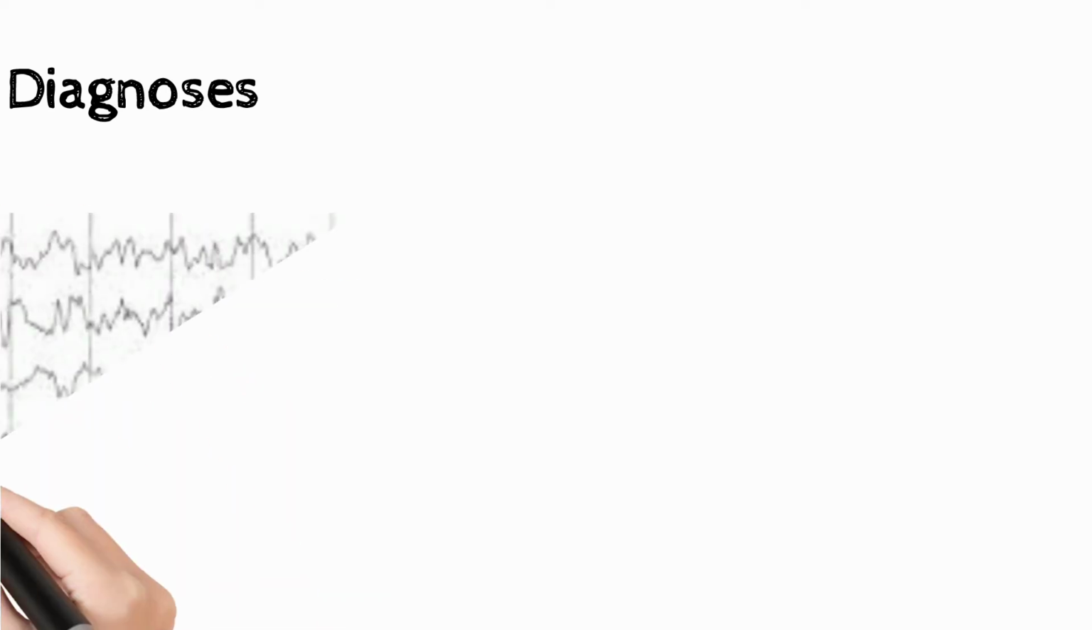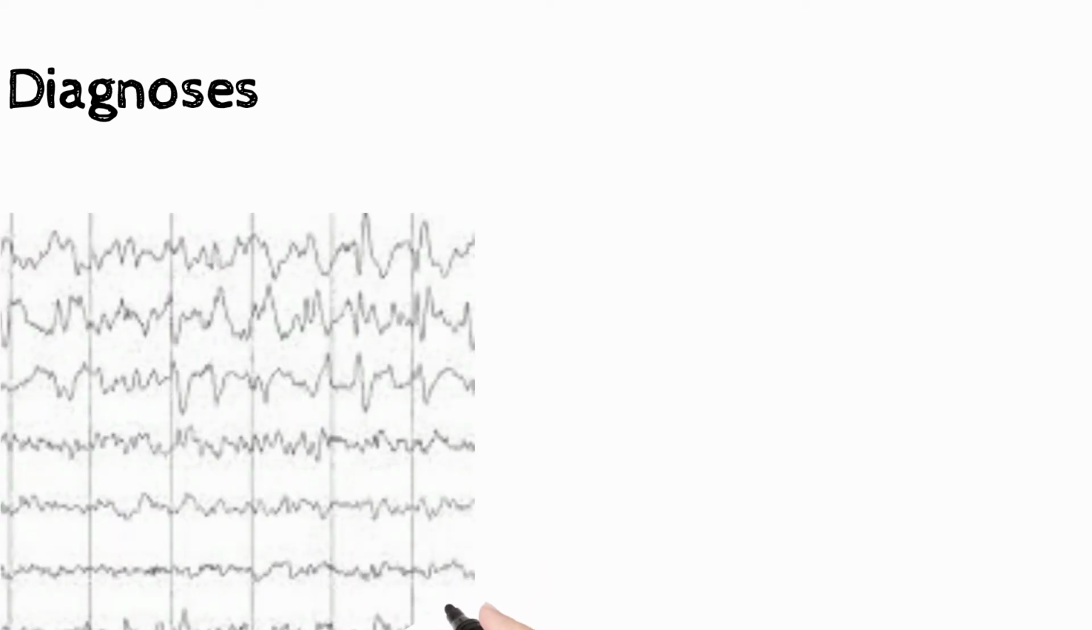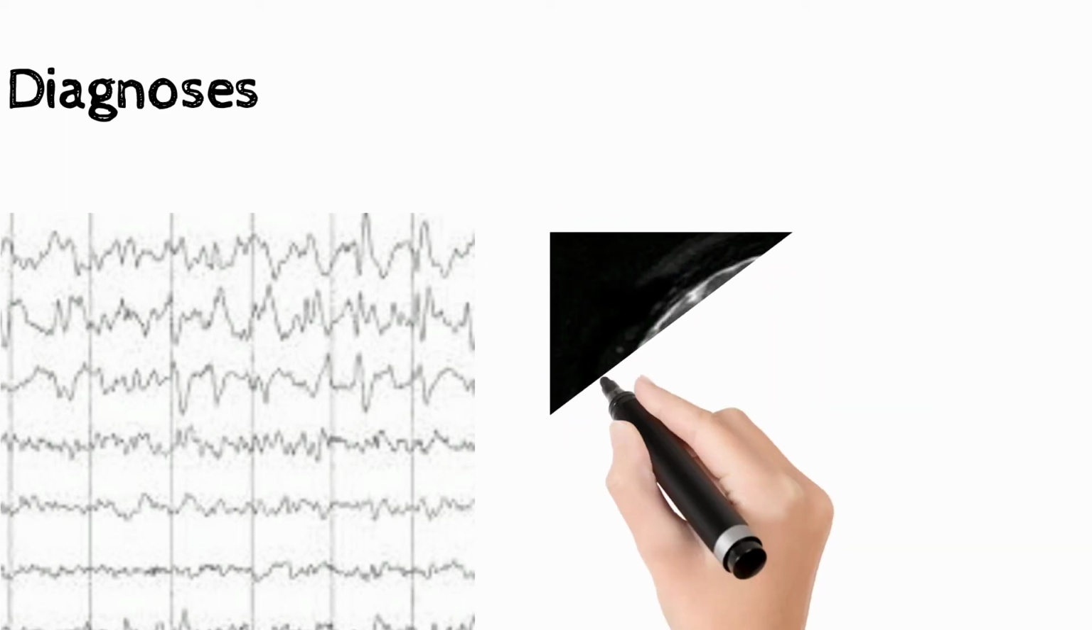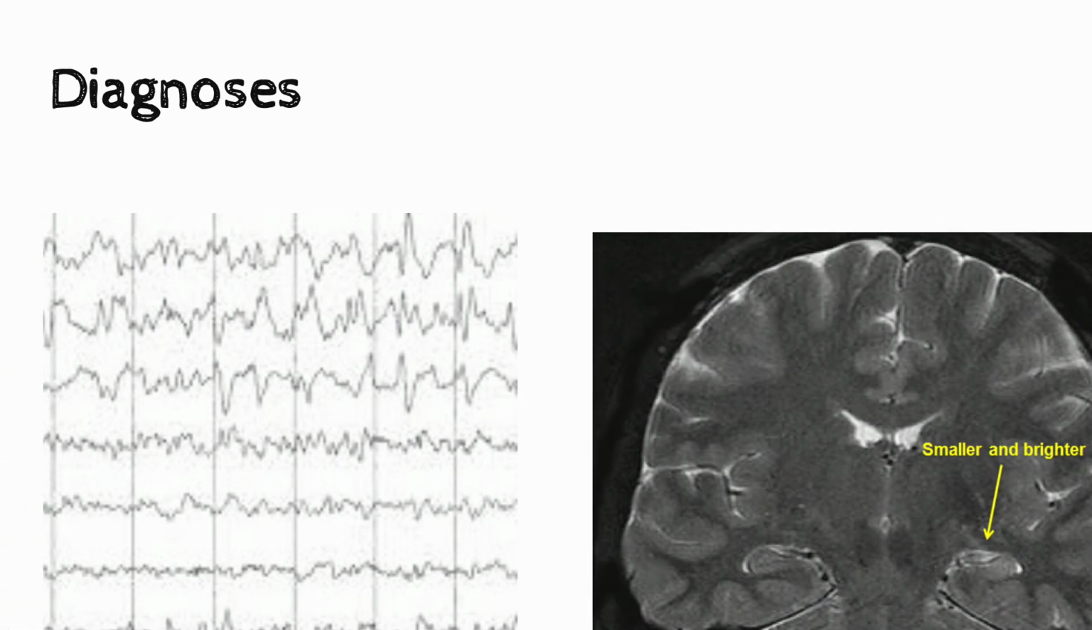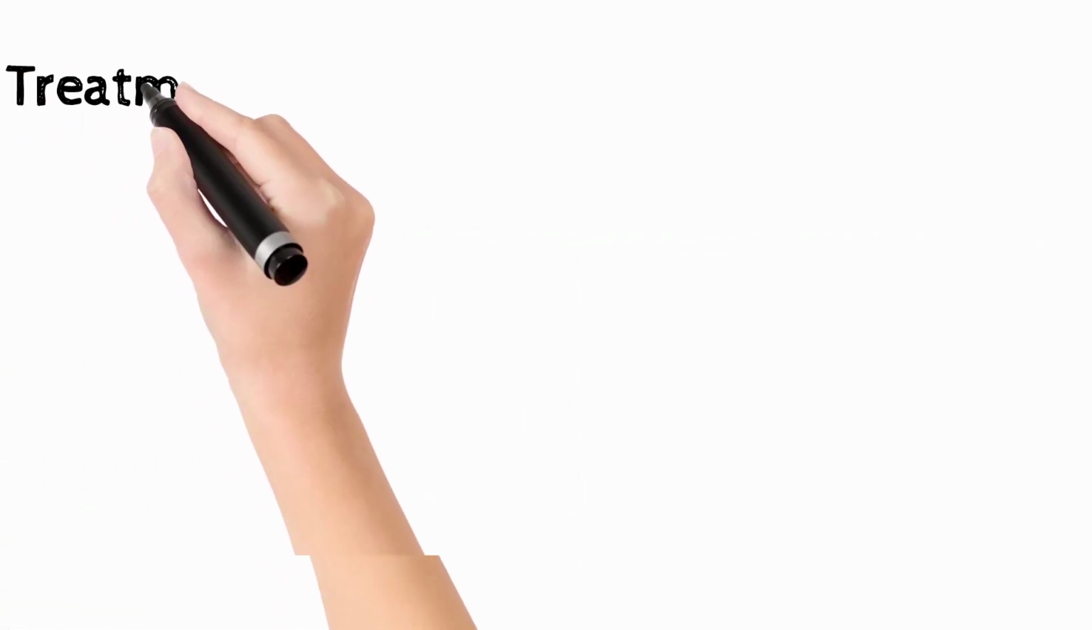To diagnose this condition, often we do the EEG, where we can appreciate the spikes or sharp waves from the right or left temporal lobe. You can see in this MRI, there is a smaller and brighter intensity in the hippocampal region. This is typical of mesial temporal sclerosis.